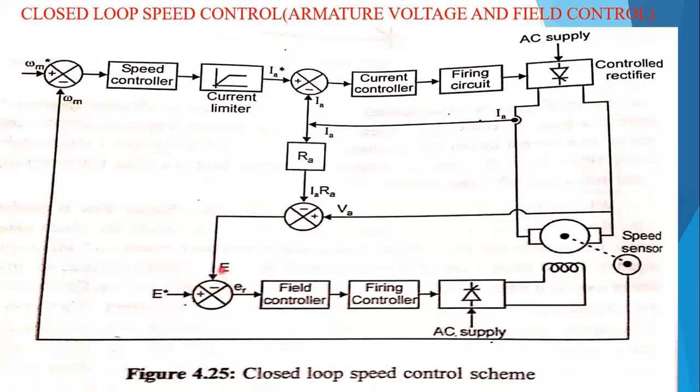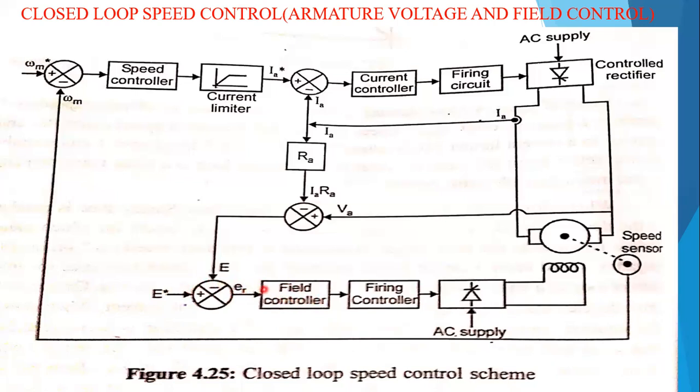110 volts. This is armature voltage control, so by changing the armature voltage you control the DC machine below base speed. Because of this large difference between the two, a large positive error takes place here. Because of this large error, the field controller saturates. Understood?